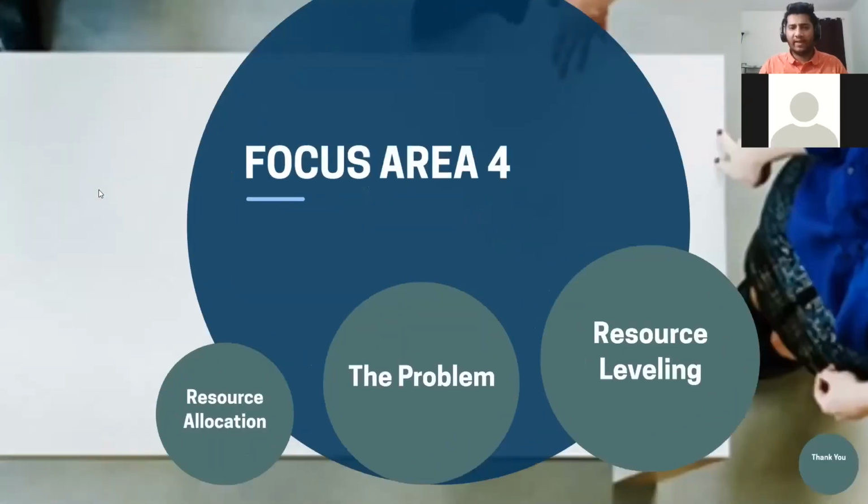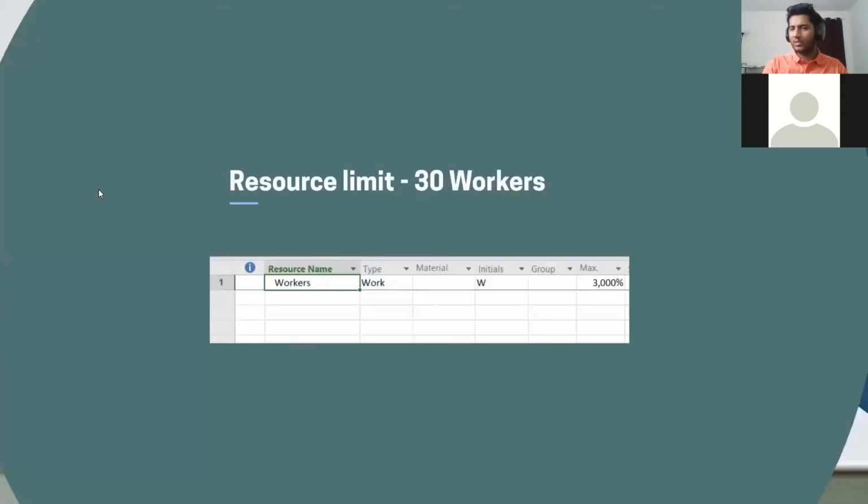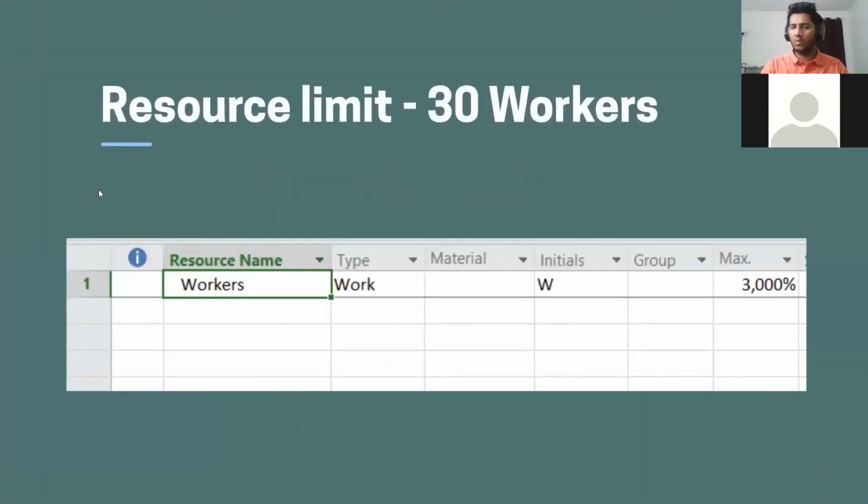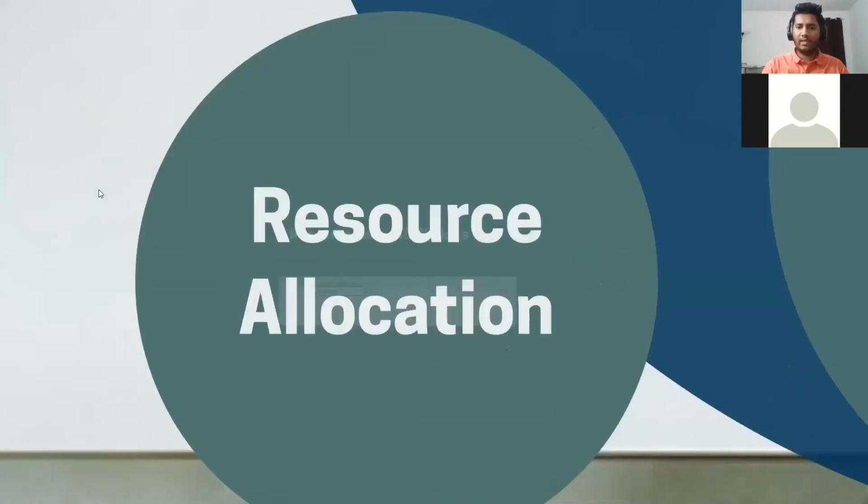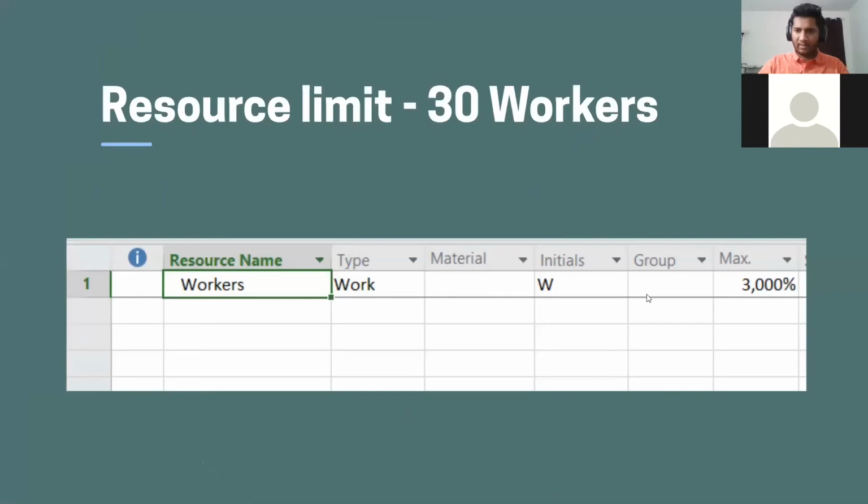The final two steps are allocating the resources, and allocating the resources basically means we are applying the resources which we have, which might be in terms of workers or material. For this particular case, we'll be using workers, and we'll be using 30 workers for this project. As you can see, we have entered the 30 workers over here.